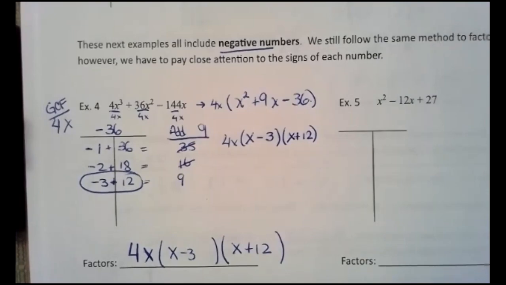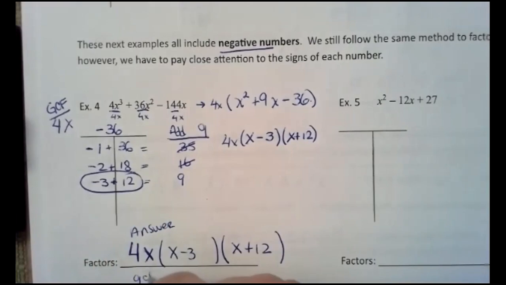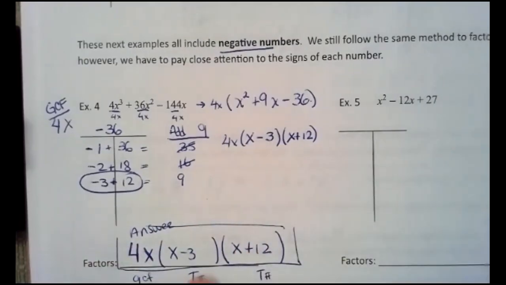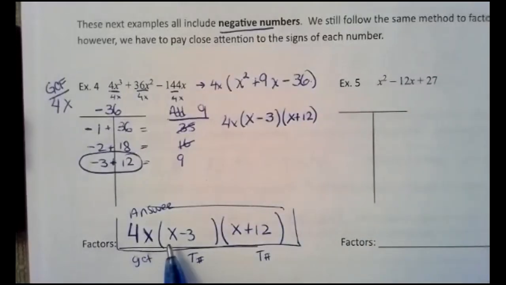Thank you, Narcy. So here's your answer. Your answer has the GCF, has the factors of x, has your t-chart numbers, t number and t number. Here's your t numbers right there. There's your GCF. Don't lose any. If you lose any of these pieces, then it's not completed correctly.